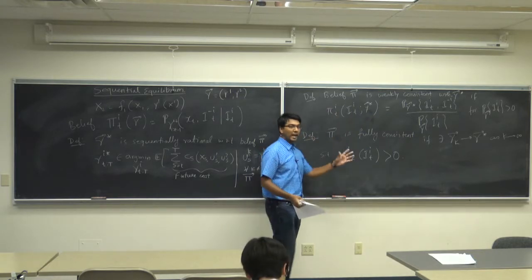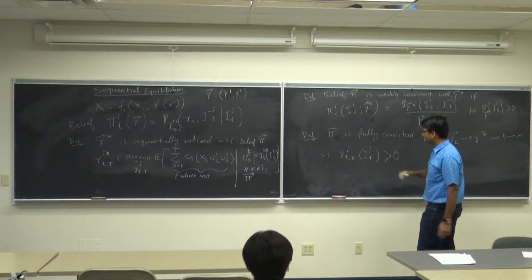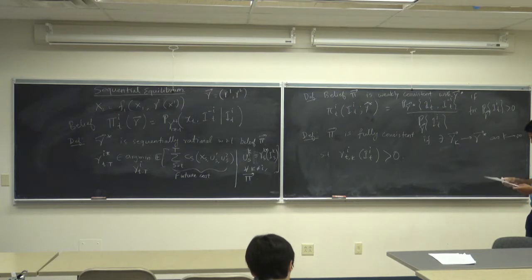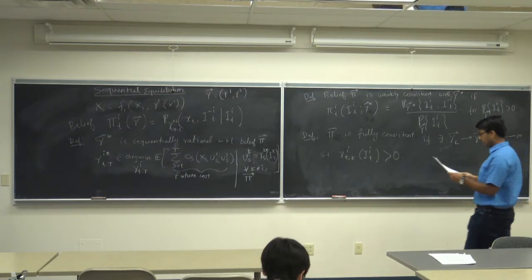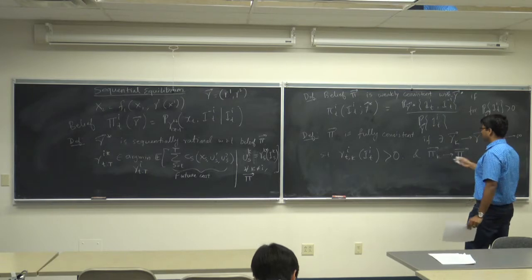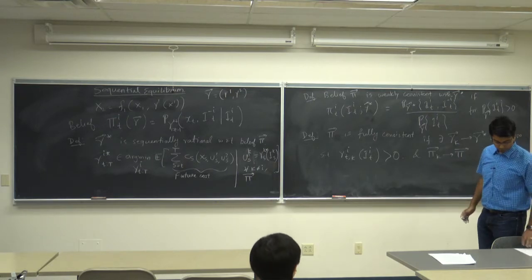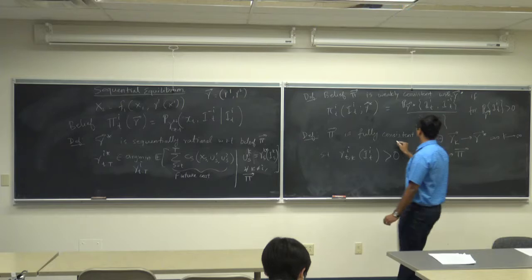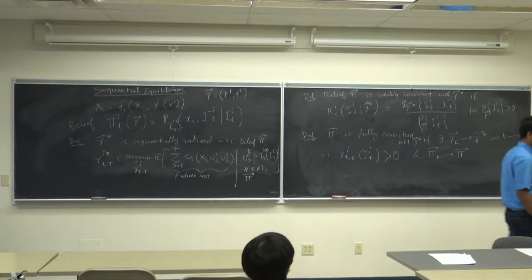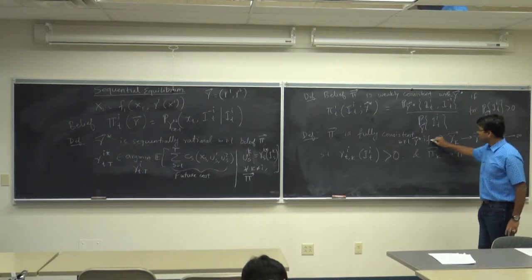So this is where trembling hand comes in. At every point of time, every player has a trembling hand, so every action gets a positive probability, and we have pi k converging to this pi. Then you call the belief to be fully consistent with respect to gamma star.